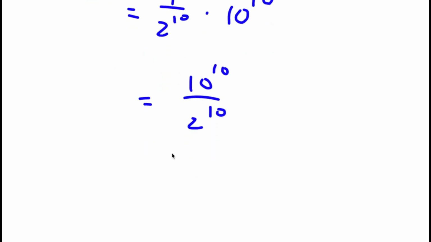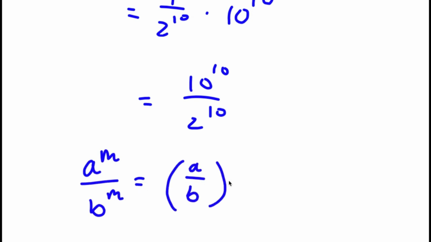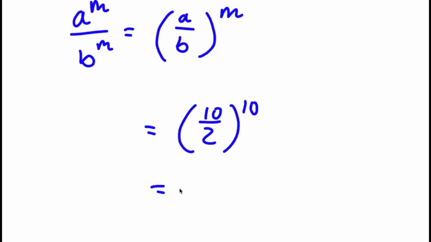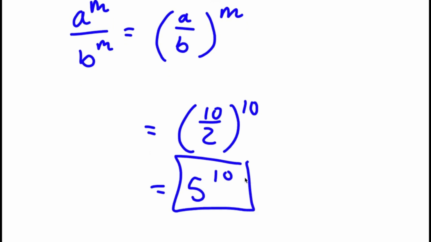And now if I have something in the form a to the power of m over b to the power of m, this is simply equal to a over b to the power of m. So in this case, 10 to the power of 10 over 2 to the power of 10, that's going to equal 10 over 2 to the power of 10. 10 over 2 is 5, so 5 to the power of 10 is my answer.